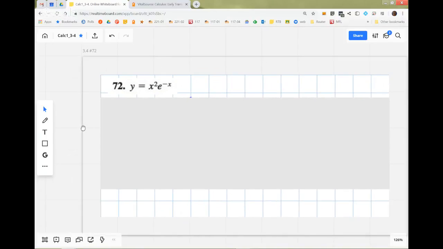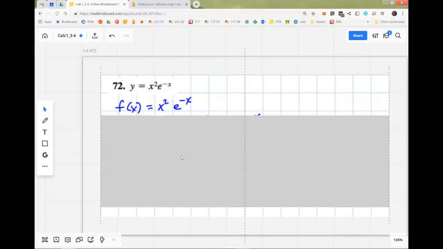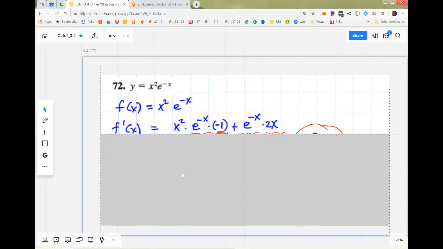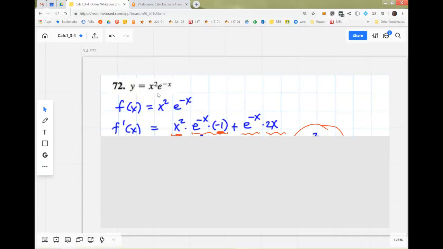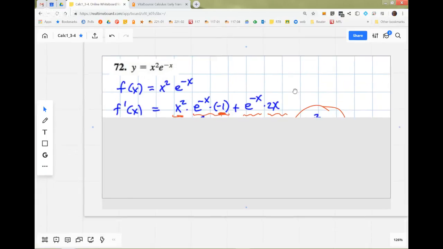72: x squared times e to the minus x. So this is product rule on the outside: the first times the derivative of the second. Notice the chain rule there? What's the derivative of e to the negative x? Well, it's itself, but there's an inner function, negative 1 times x, and the chain rule says I have to multiply by the derivative of that, which is negative 1, plus the second times the derivative of the first.